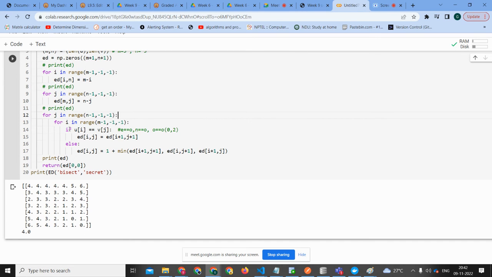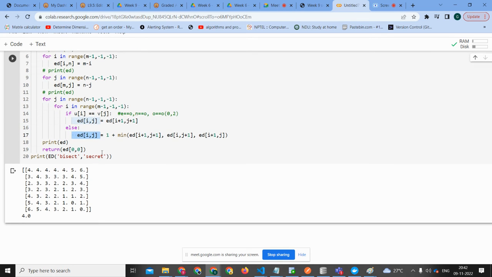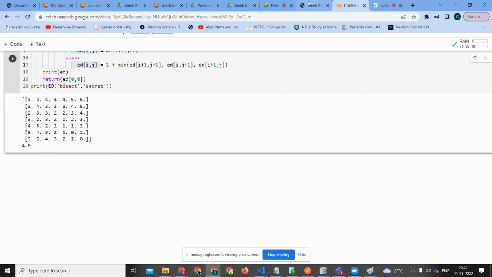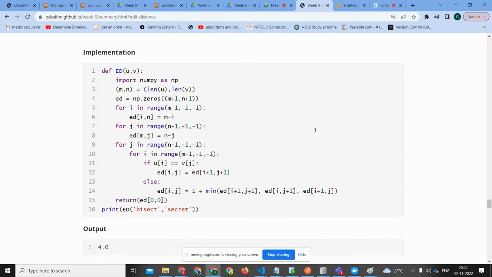So the first for loop we saw, and this is while it is same, and this is while it is not equal, right? While i and j are not equal. That is the same as whatever we did there, yes. Yeah, it's the same.